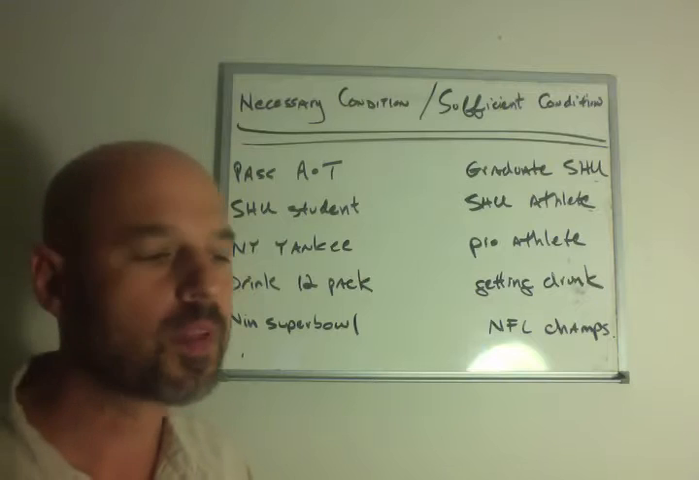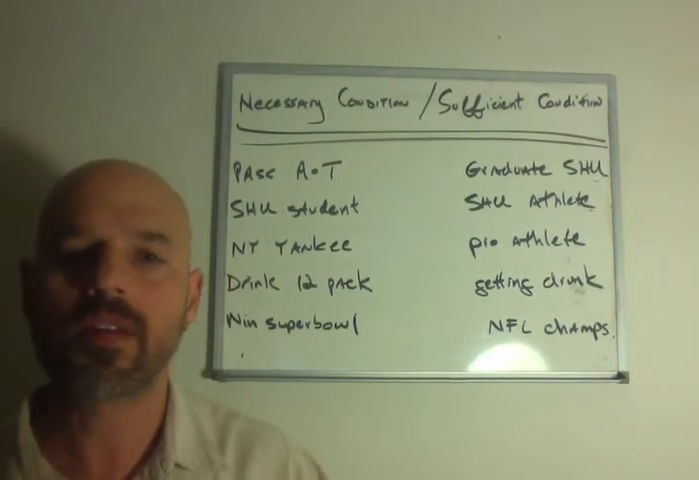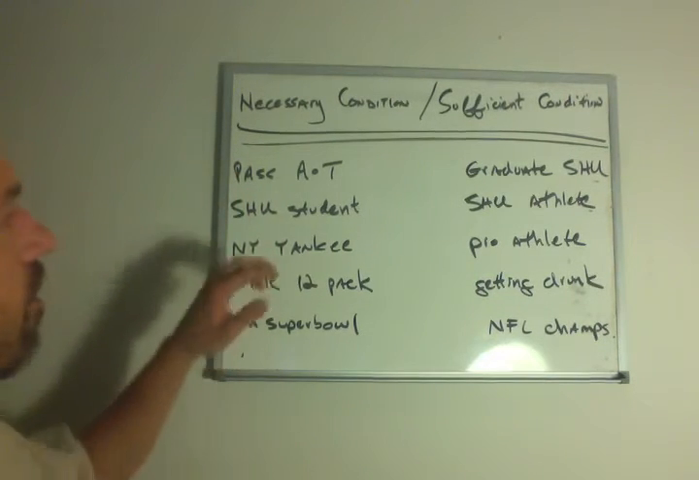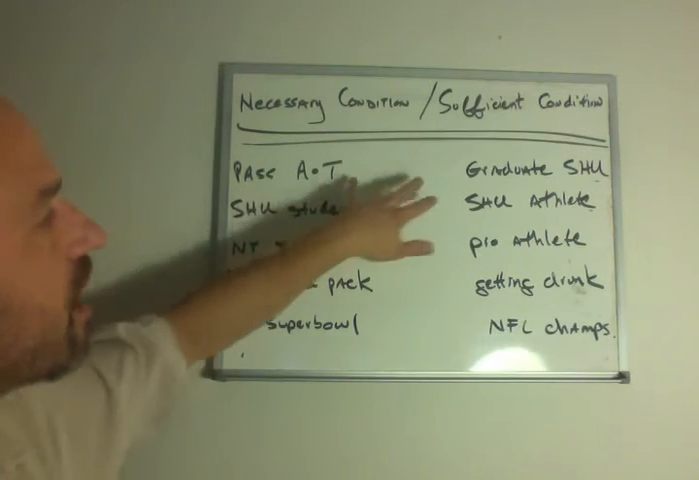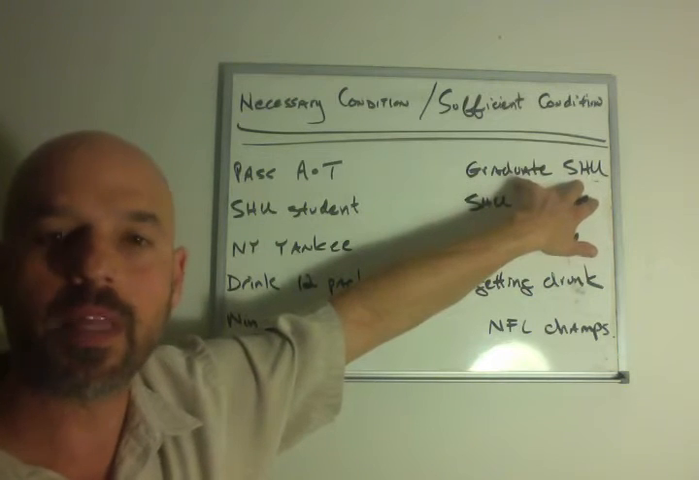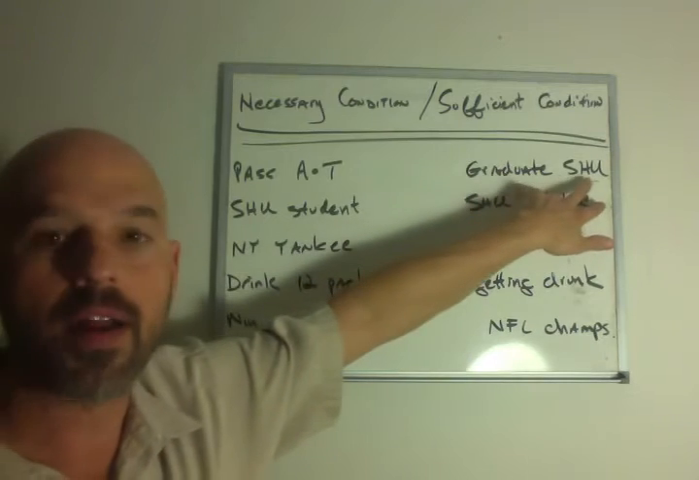What do they mean? When we say that one thing is a necessary condition for something else, we're saying that it's needed for that other thing. So for example, if I were to say that passing this course, Art of Thinking, is a necessary condition for graduating Sacred Heart, you'd understand what that meant, right? You need to pass this course in order to graduate.